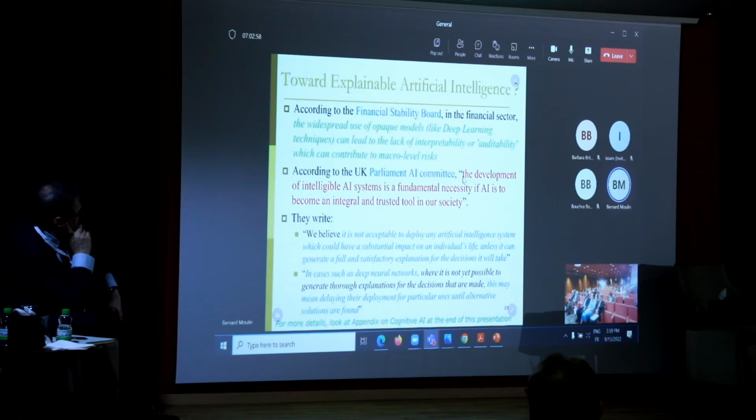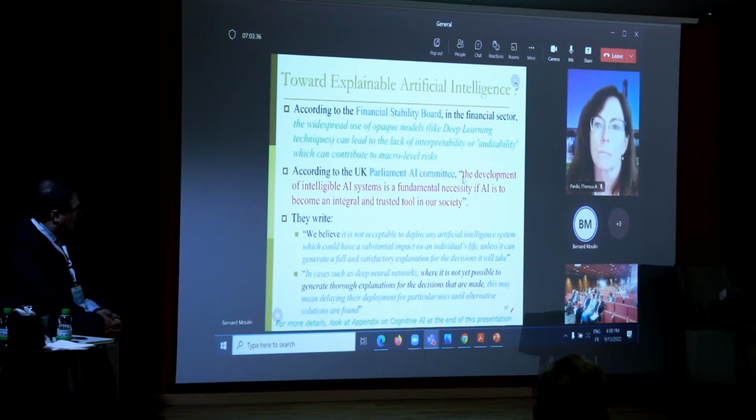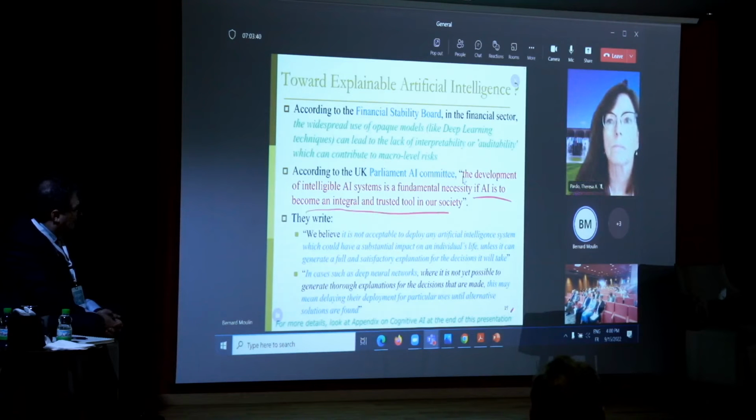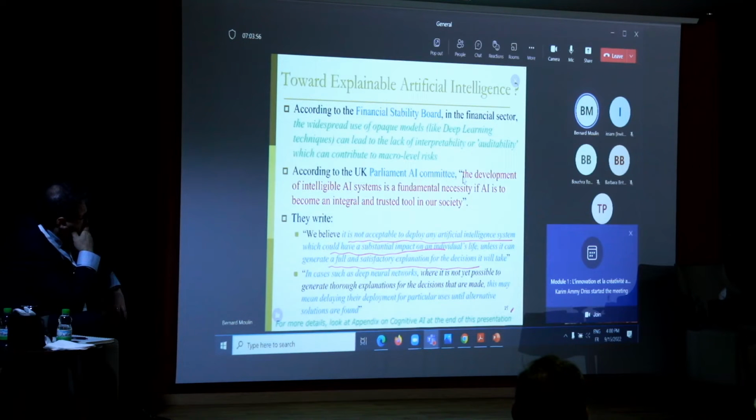Now, I do not know if anybody has spoken about that, but there is this quite recent trend called explainable artificial intelligence. Just to mention it, from very official groups: the widespread use of opaque models, this is a quote, like deep learning techniques, can lead to a lack of interpretability and auditability, which can contribute to macro-level risk in the financial sector. But also, according to the UK Parliament AI Committee, the development of intelligible AI systems is a fundamental necessity if AI is to become an integral, trusted tool in our society. They say it is not acceptable to deploy any artificial intelligence system which could have a substantial impact on an individual's life unless it can generate a full and satisfactory explanation of the decision it will take.